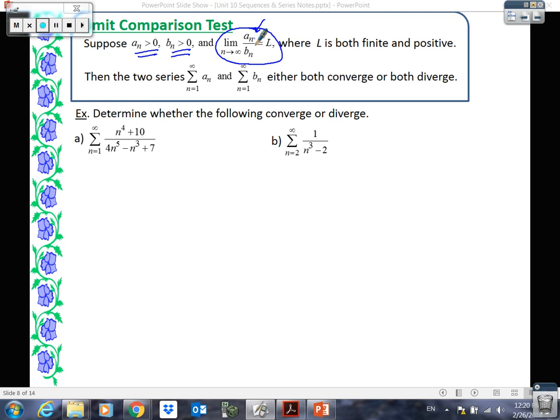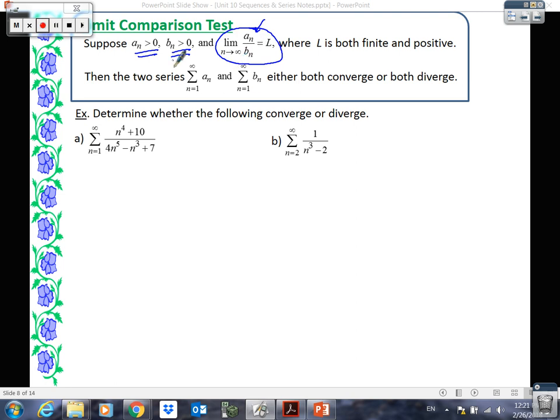And let me just say, if L turns out to be 0 or infinity, then you've either chosen a wrong series or you've done something algebraically incorrect. Because if we are able to use the limit comparison test, it's going to work. Okay, we should not get 0 because 0 is not positive, right? And we should not get infinity because infinity is not finite. So we should get a plain old number if we've done it correctly. Okay, so let's do that.